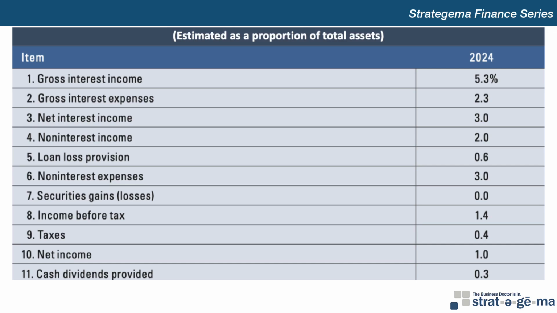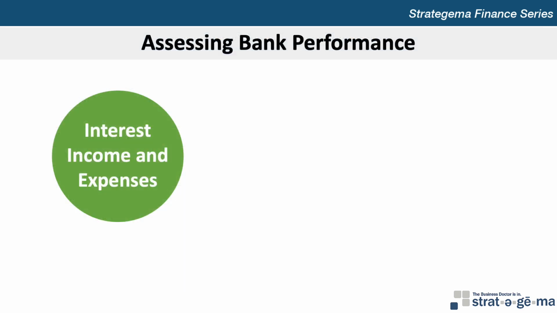Each item in the exhibit is measured as a percentage of assets, which allows for easy comparison to other banks or to a set of banks within the same region, and allows for an assessment of the bank's performance over time. Gross interest income is interest income generated from all assets and is affected by market rates and the composition of assets held by the bank. Gross interest income tends to increase when interest rates rise and decrease when interest rates decline.